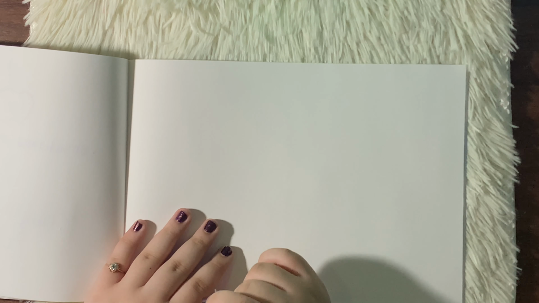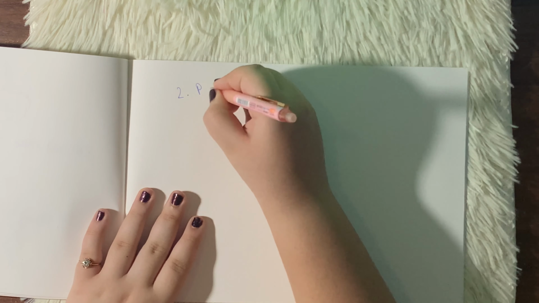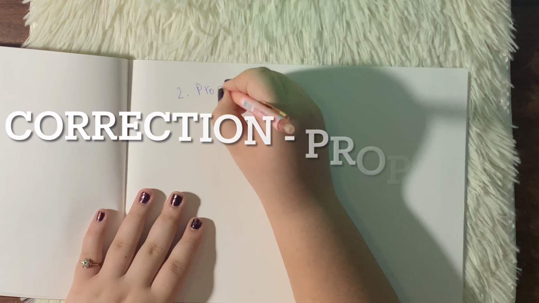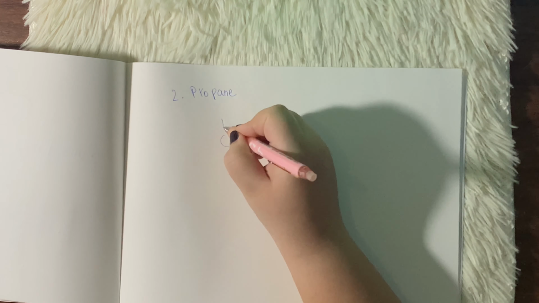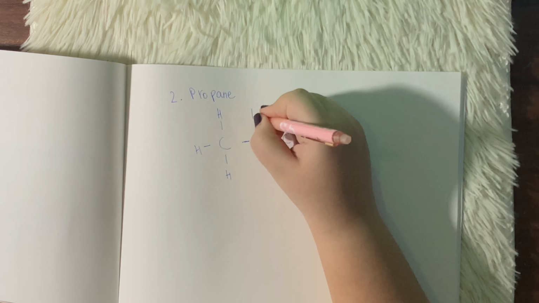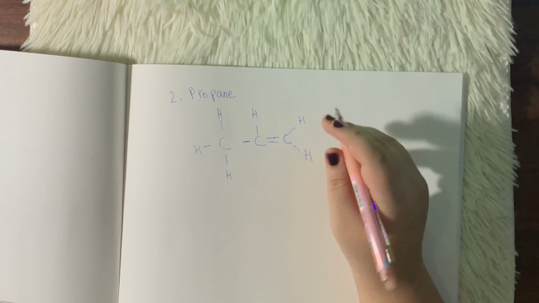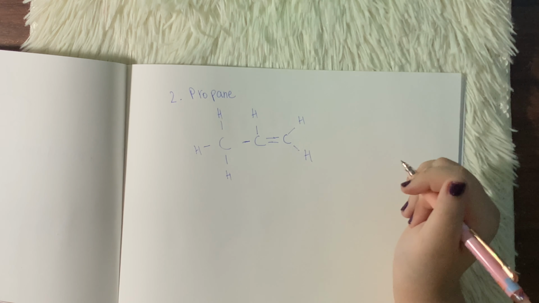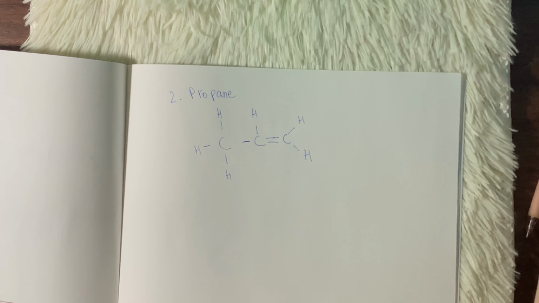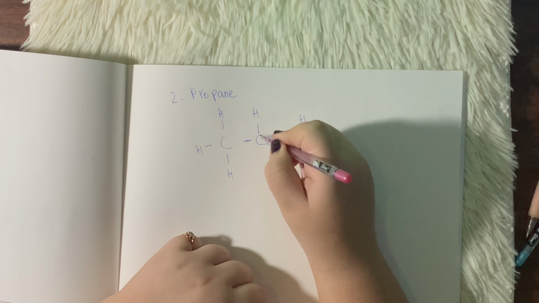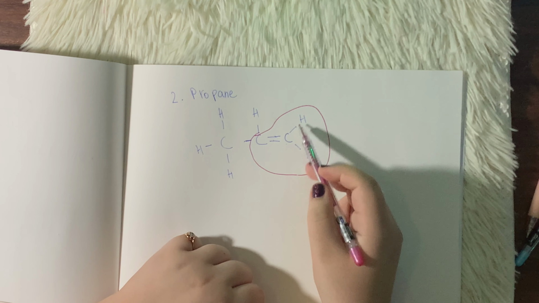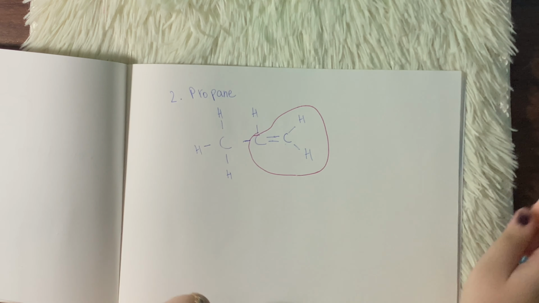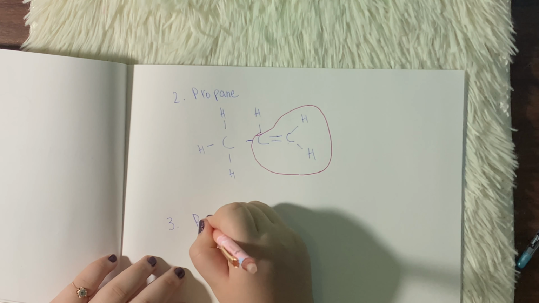Now, the second alkene that we're going to be talking about is propene. I know that this might look a little complicated, but always remember that this part of all alkenes will remain the same. This part, C double bond C, and always that. Then the third is butene.